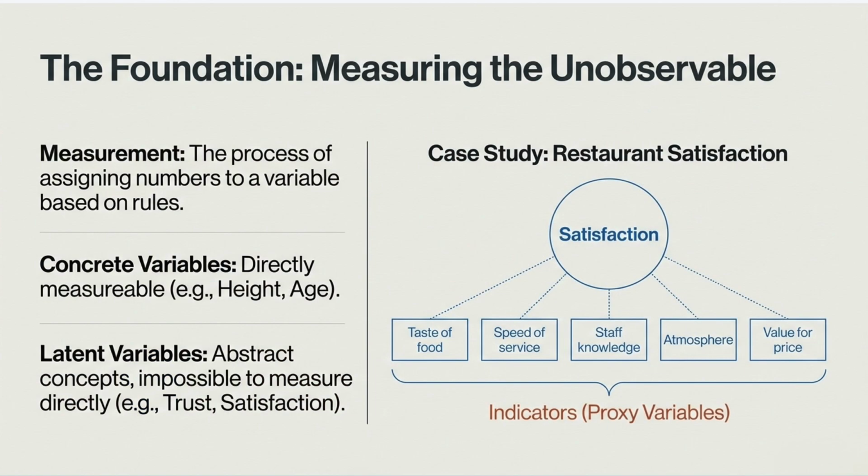Here, measurement means assigning numbers to variables using clear and consistent rules. Some variables are concrete, like height or weight, and can be measured directly. Other variables, called latent variables, such as satisfaction and trust, cannot be measured directly. In this example, restaurant satisfaction is a latent variable. It is measured using indicators like taste of food, service speed, staff knowledge, atmosphere, and value for money.